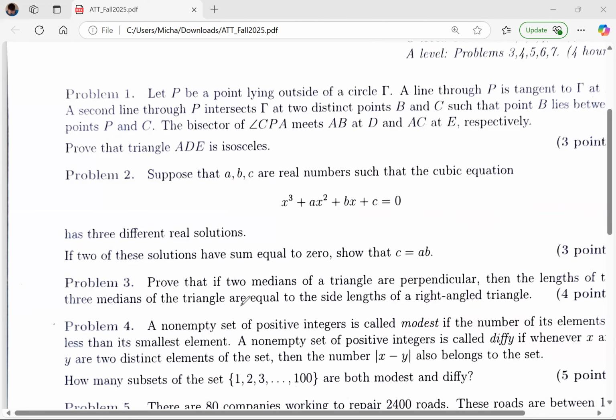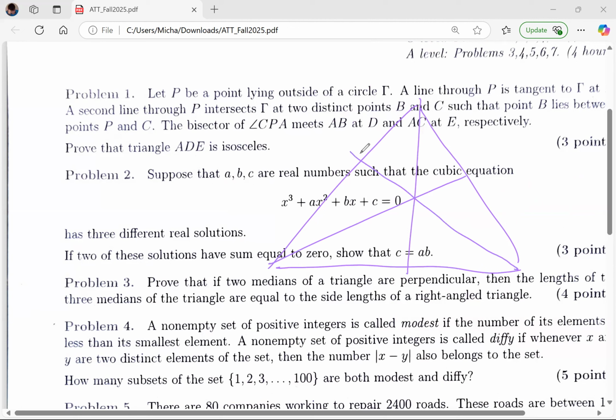Problem 3 is you have a triangle and you have the medians, and you want to show that if two of the medians are at 90 degrees, then the three median lengths form a right triangle. So what we can do is we know that the medians meet at the centroid and the lengths are all in the ratio 2 to 1. So if you take the longer side of the two medians that meet at 90 degrees, then it's 2/3 of the length of the medians, and so that's a right angle.